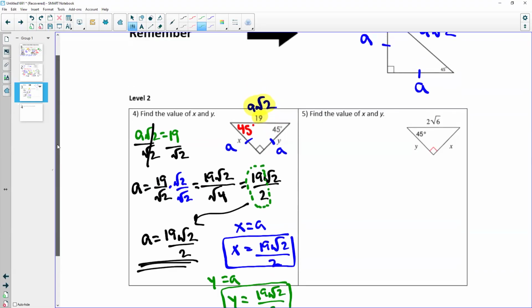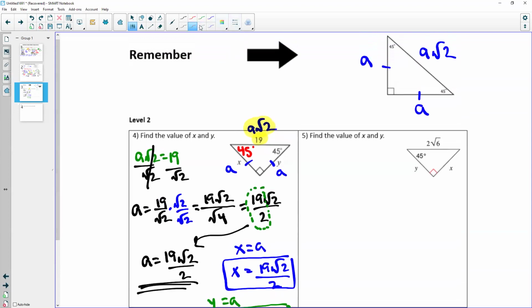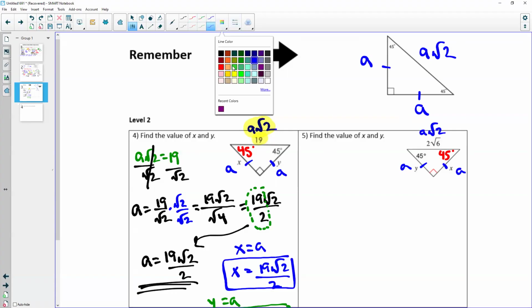If we look at number 5, we're going to start by labeling our missing angle. This is a 45. That means that this is a 45. And what we're going to look at now is labeling our sides. This is a, and this is a square root of 2. Again, they gave us the a square root of 2 side. So what we're working with is this 2 root 6. That represents our a square root of 2 side.